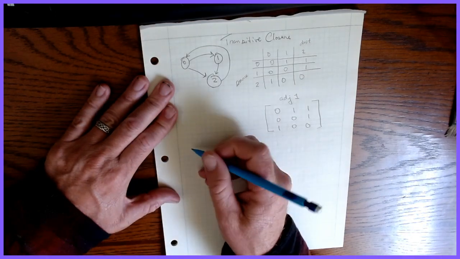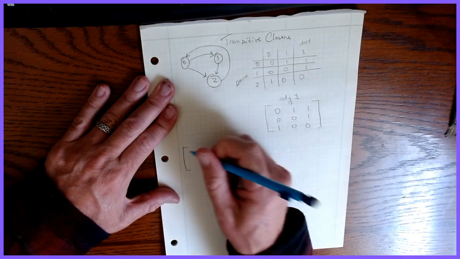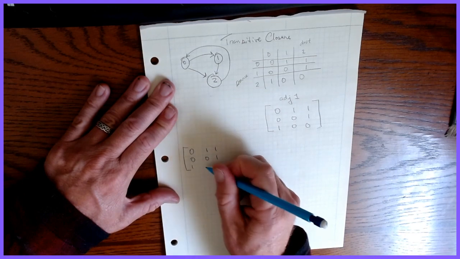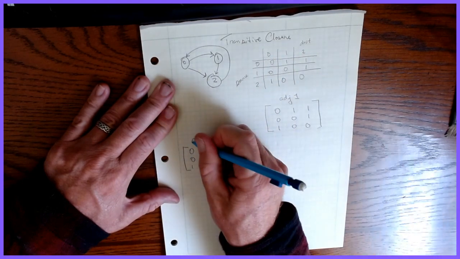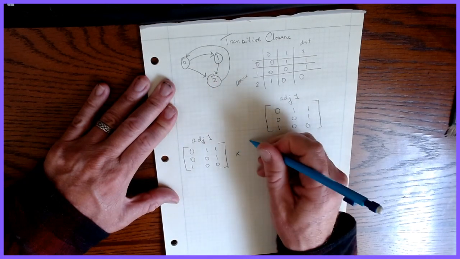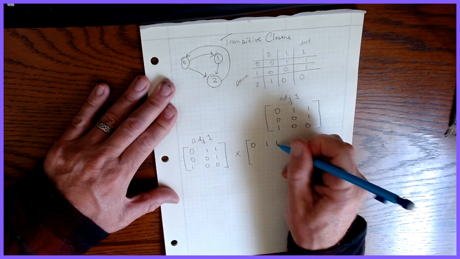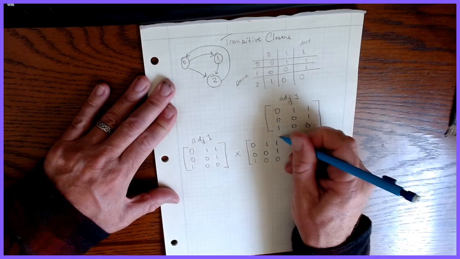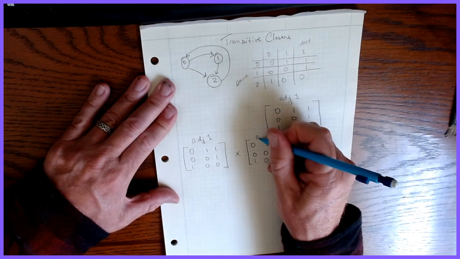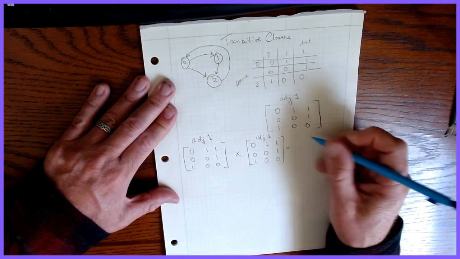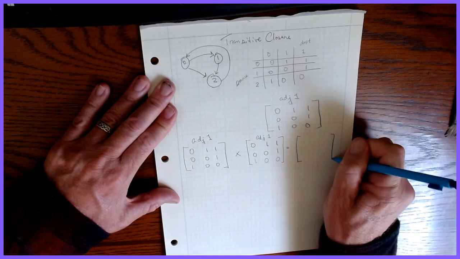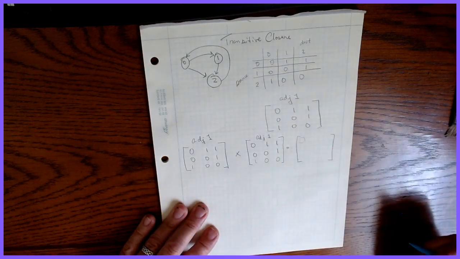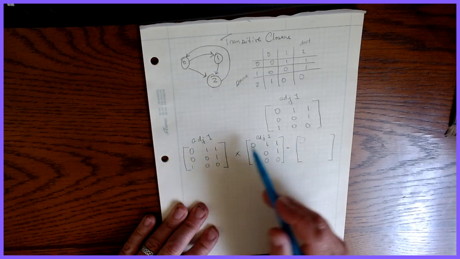So let's go. So pardon my big clunky hands. 0, 1, 1, 0, 0, 1, 1, 0, 0. So there's ADJ1, ADJ1. Multiply it times itself. Now look, some of you guys haven't had any matrix algebra. The description of how to do it is in our notes. You can watch me do it here. I'm not going to take lots of time to explain it, except for what I'm going to say is to get this number right here, I'm going to multiply this row times this column.